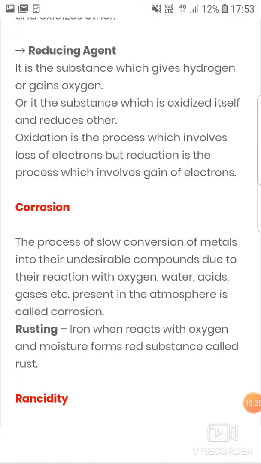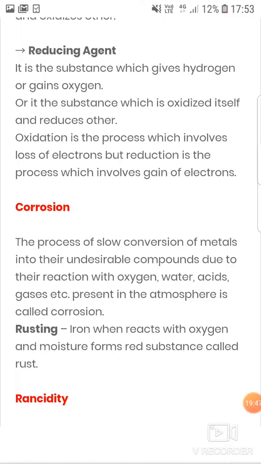What is corrosion? The process of slow conversion of metals into their undesirable compounds due to their reaction with oxygen, water, acids, gases, etc. present in the atmosphere is called corrosion.